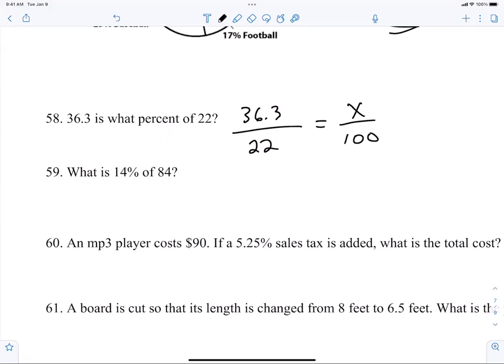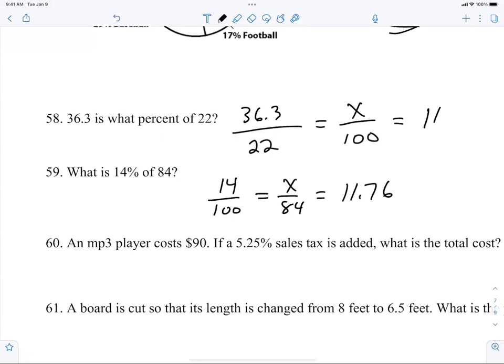All right, someone tell me now about 59 while Max is getting that answer. How do I set up 59? Someone tell me again. 14 over 100 equals X over 84. You're amazing. And I got 11.76. Did everybody else get 11.76? Max, what did you get on yours? 165. Now you know what you're doing. Did everybody else get 165?